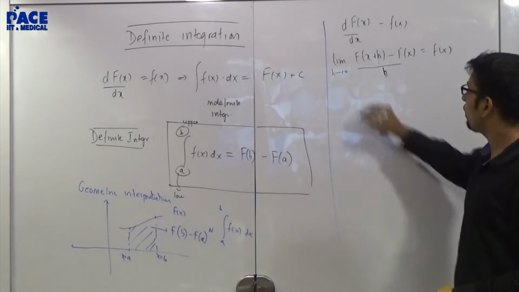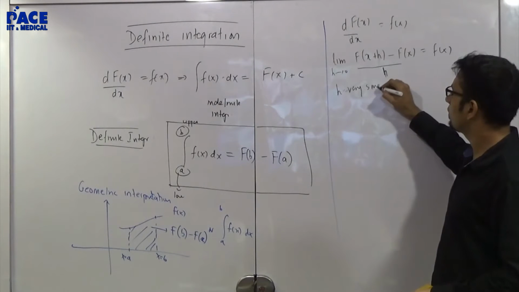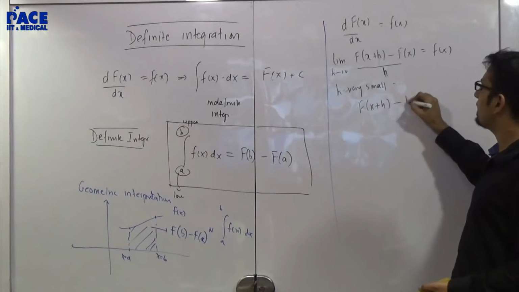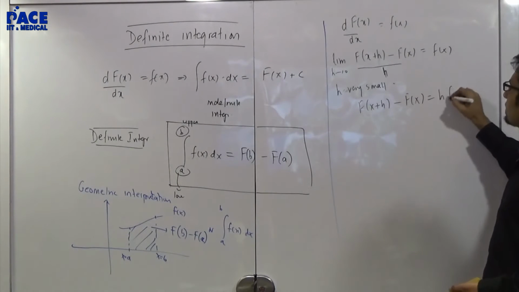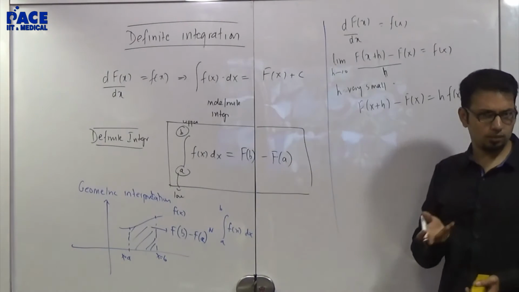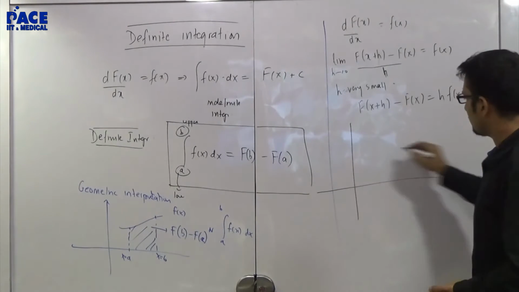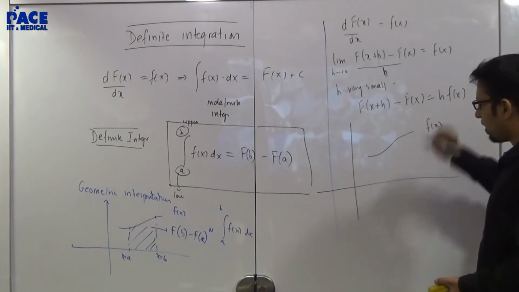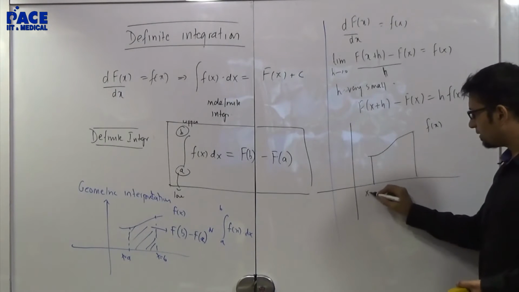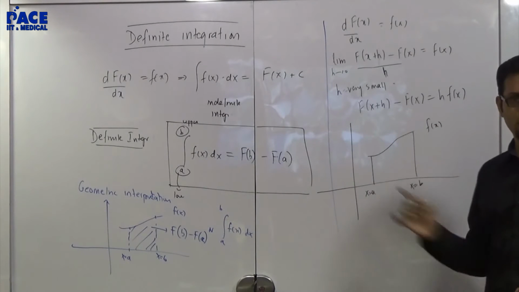That means for h being very small, I can say that f of x plus h minus fx is equal to h times small fx. We can say this for h being very small. Now what I'm going to do, suppose this is the graph of small fx, and I'm interested in finding the area between fx and the lines x equal to a and x equal to b. I want to find this area.